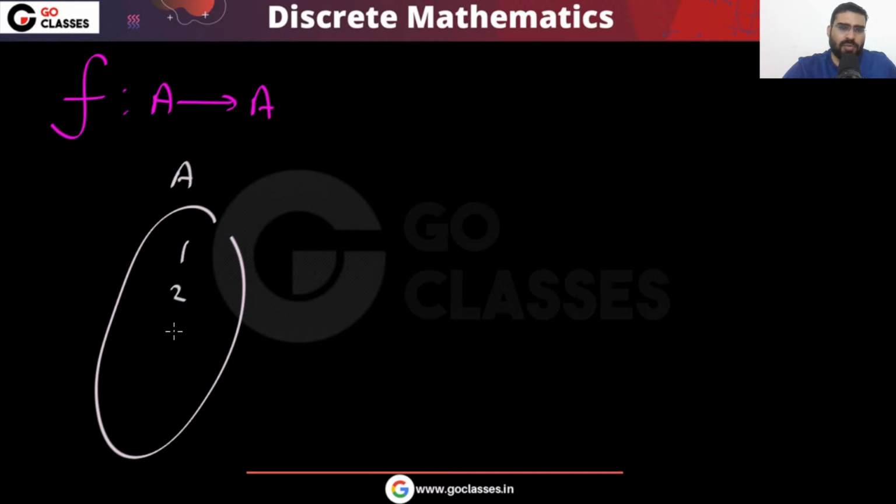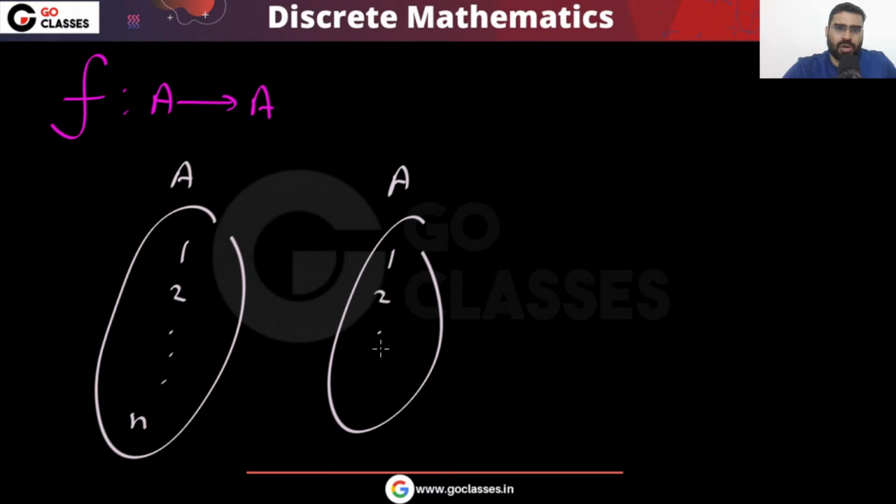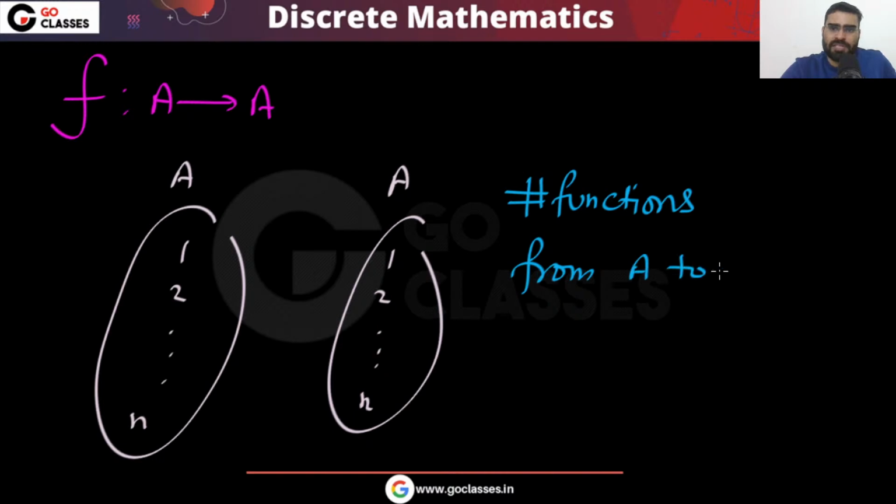In this set A, you have total n elements. This is your set A. Now, how many functions can you create? So, the number of functions from A to A. How many functions can you create?